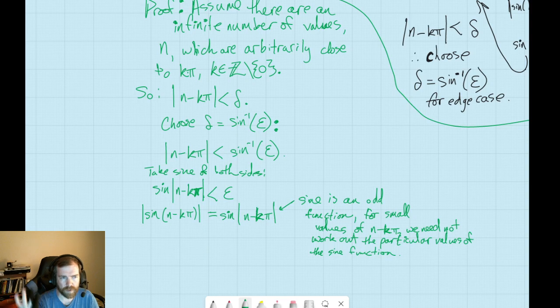Of, you know, any particular sine function, whatever. Okay, so now we have the absolute value of the sine of n minus k pi is less than epsilon.